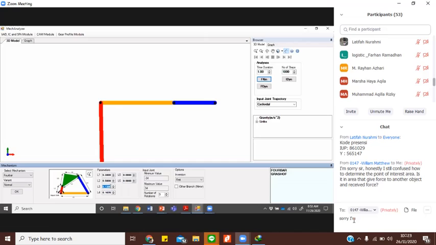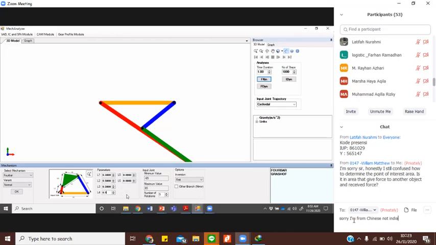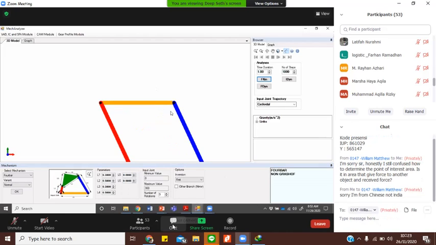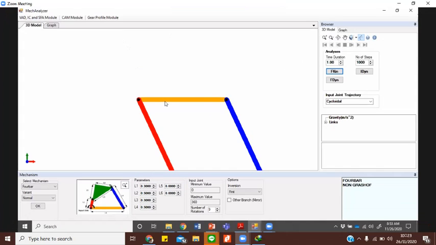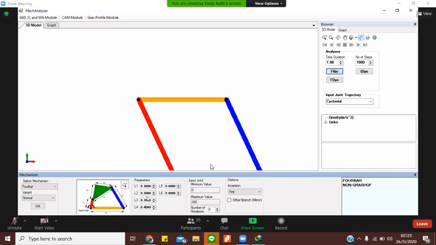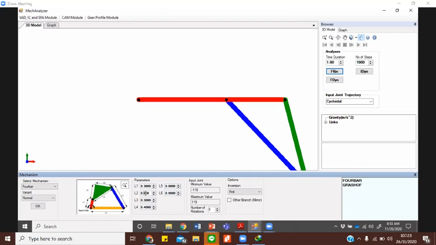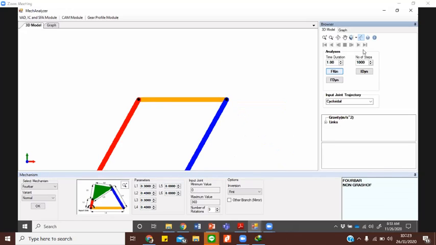L3 as 0.3 and L4 as 0.5. Okay. So how it will move? It doesn't move. So I will just make it smaller. Let's make me 0.4 and this also 0.4 so that it would be visible. Yeah. So how it will move?